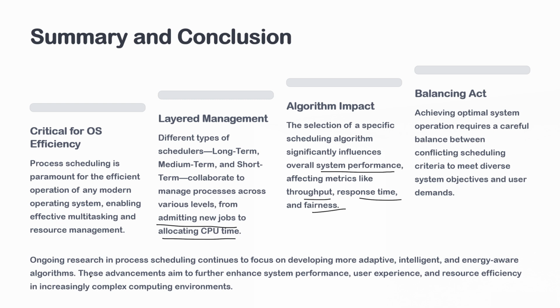Ongoing research in process scheduling continues to focus on developing more adaptive, intelligent, and energy-aware algorithms. This aims to further enhance system performance, user experience, and resource efficiency in increasingly complex computing environments.